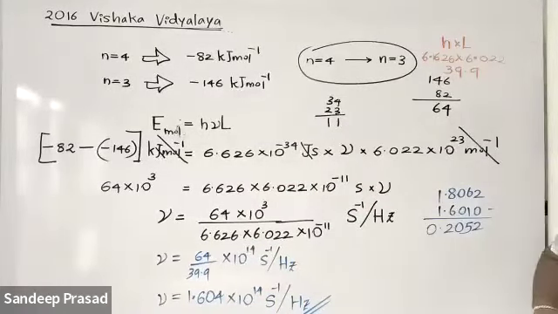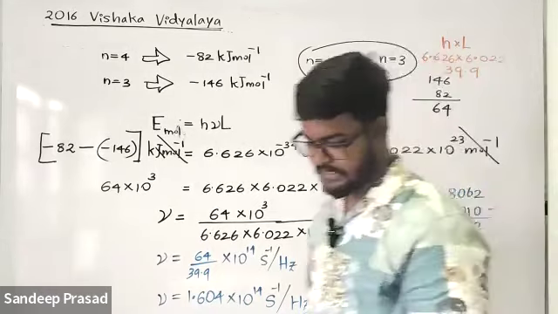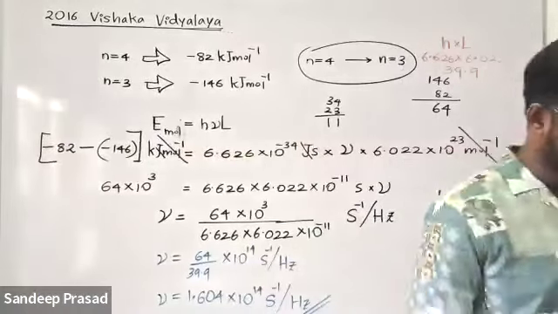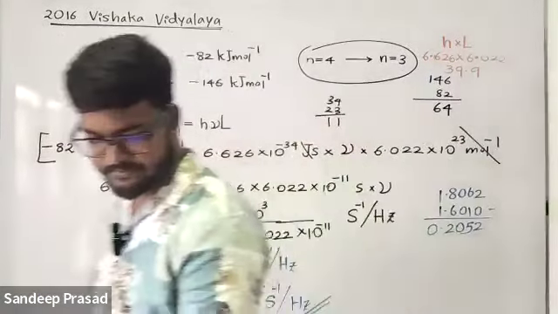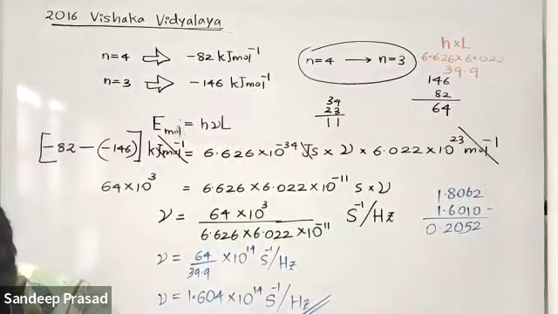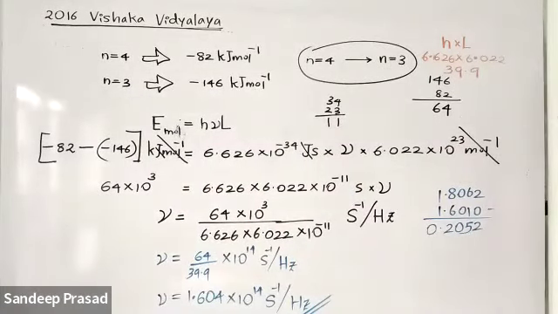So this is the frequency of the spectral line, the electron transition which represents the least frequency, because they are asking to calculate the frequency of the line which has the least frequency. So this is it. Let's see if it is 1.6.